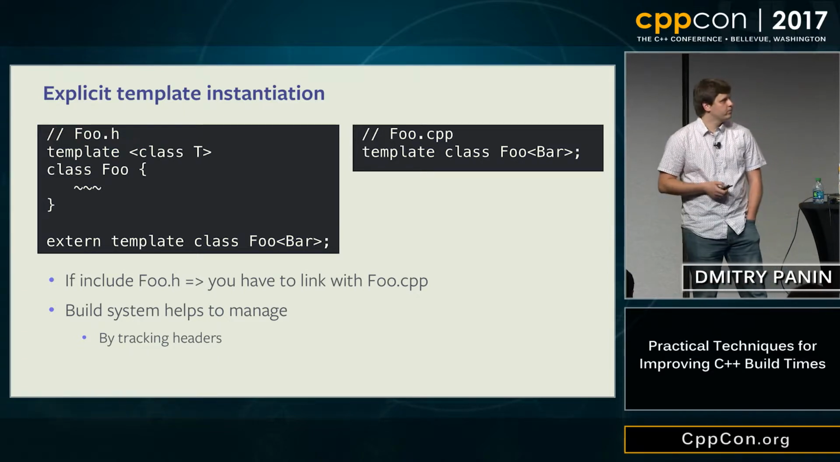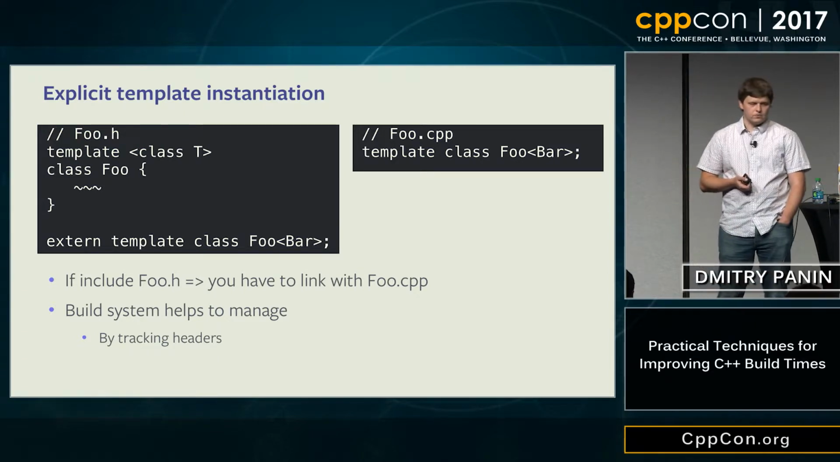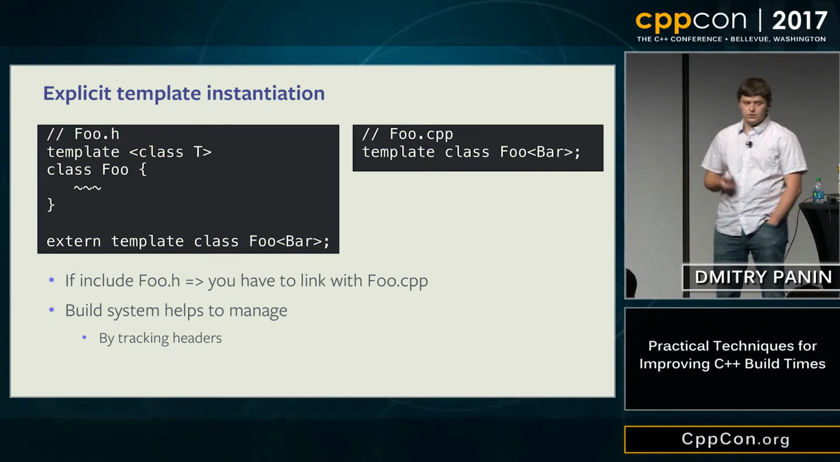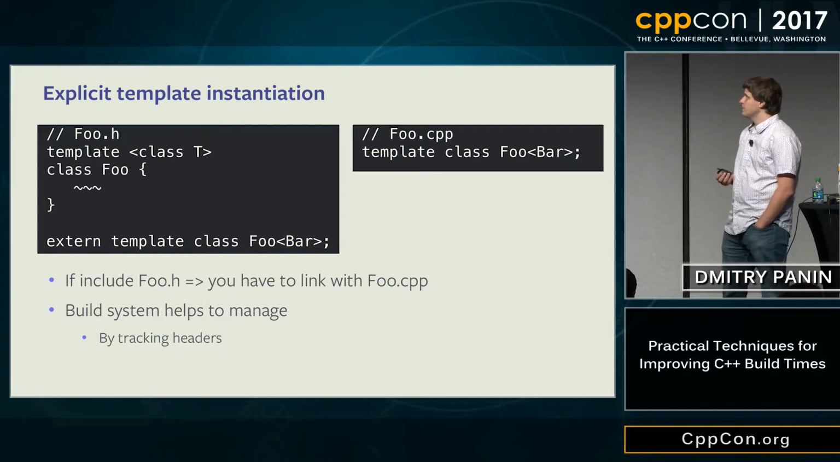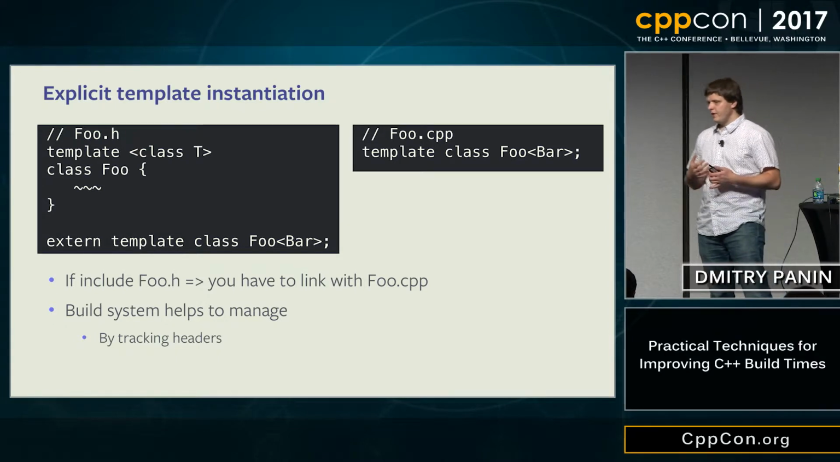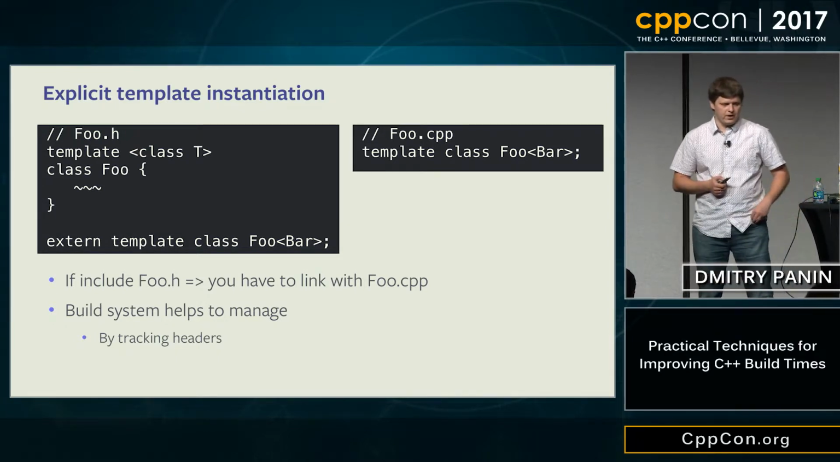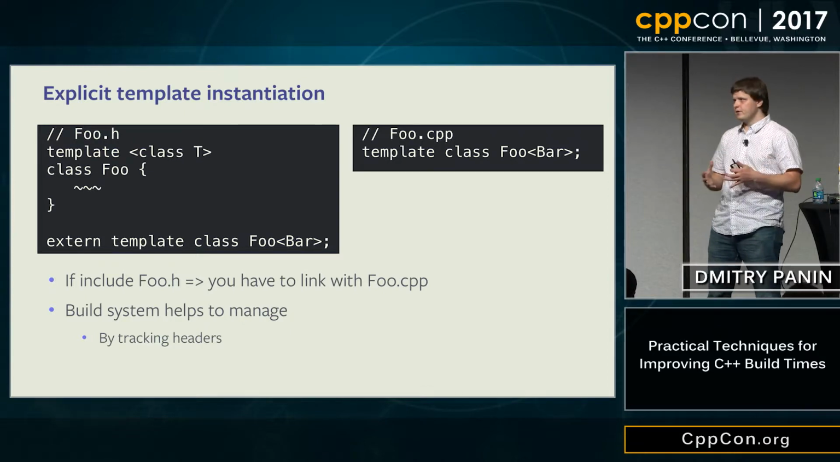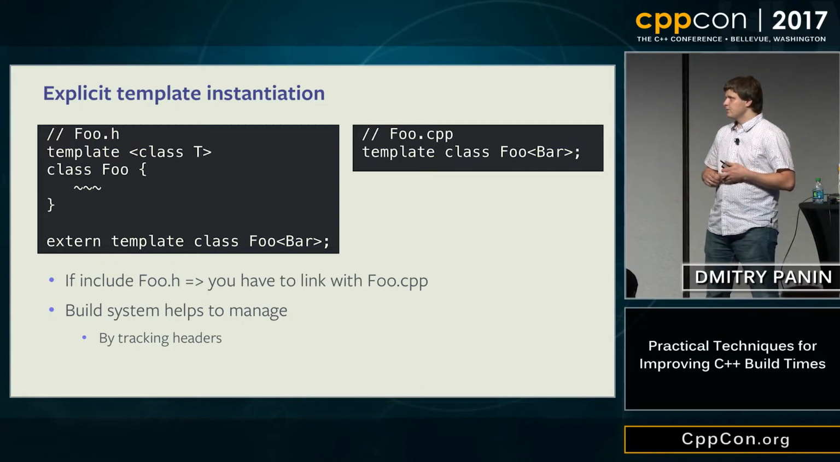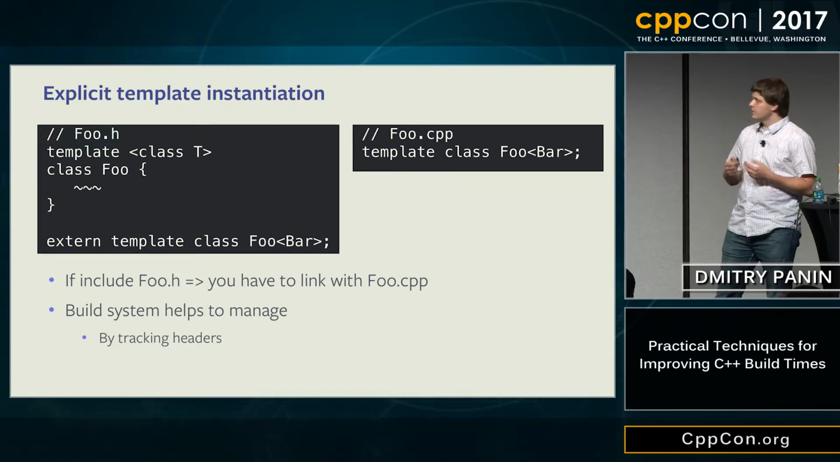There is another problem here, that if you include foo, then you also need to link with foo CPP. And in some build systems, it might be problematic to enforce correctly, because their messages are just not great. But in Bug, we're able to track the headers, so we know that you cannot really use some header without depending on the specific target.